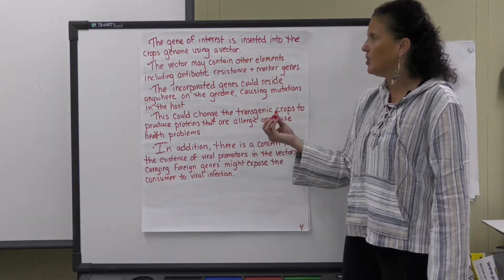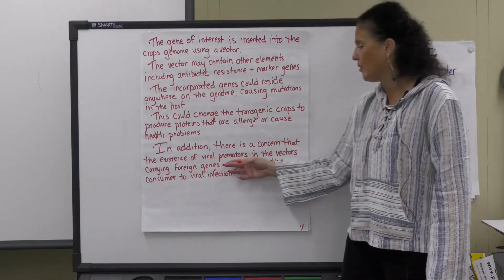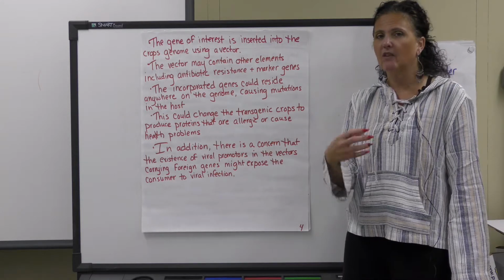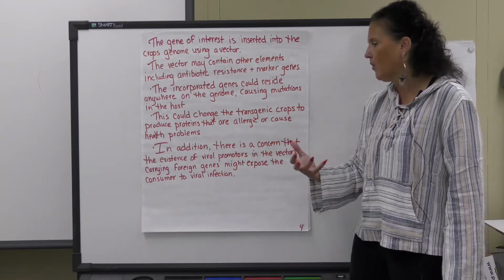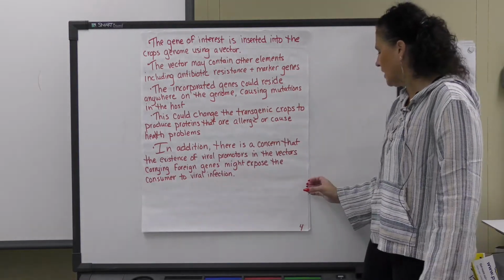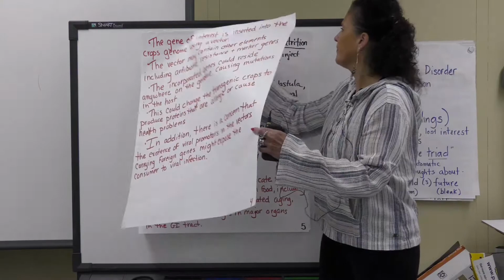So we've taken this gene, we put it in the vector. Within that vector, we have something that promotes viruses, virus promoters. We put that into the gene. That's foreign material. And then the person who consumes that may get those viral infections from the transgenic crops.